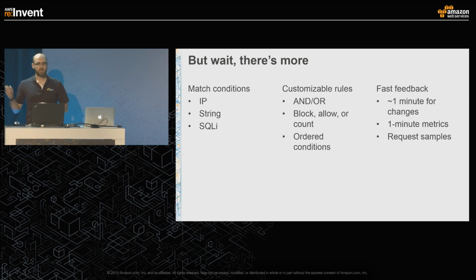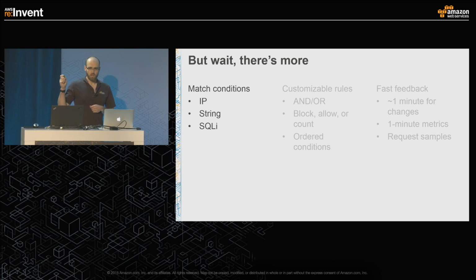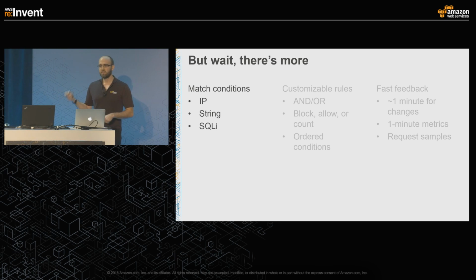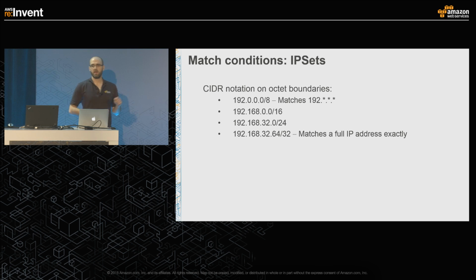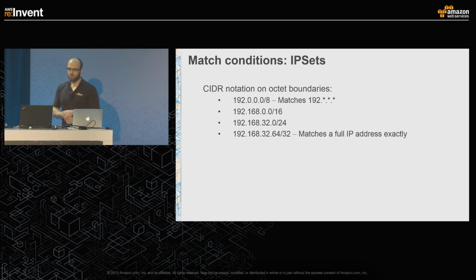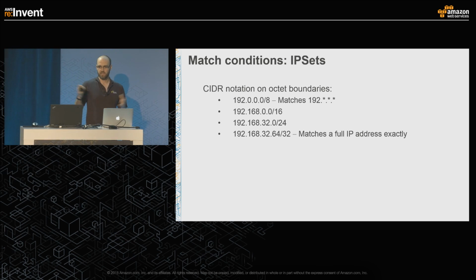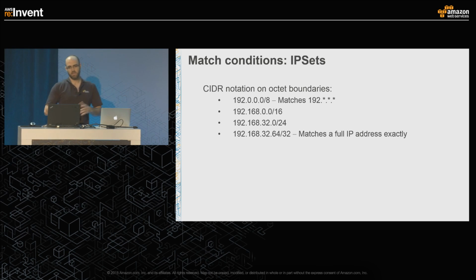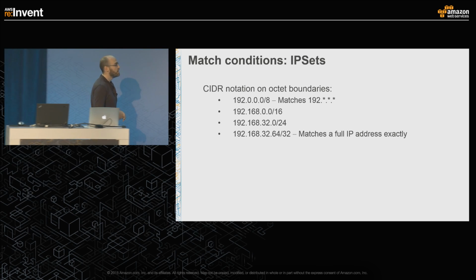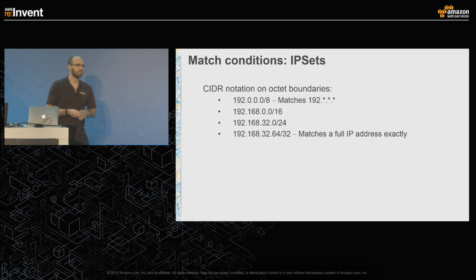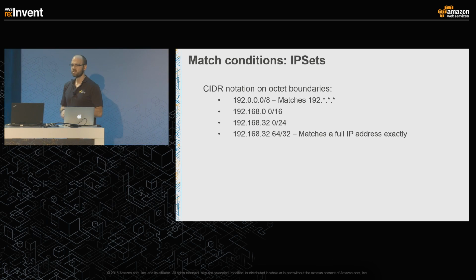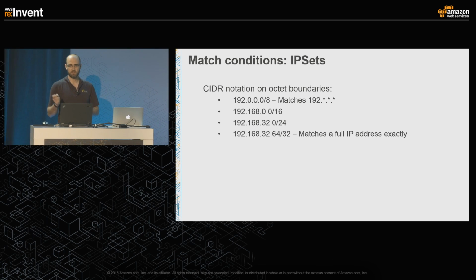So on the match conditions, I mentioned we have IP, string-based, and SQL injection. On the IP match sets, we support defining network ranges on these CIDR boundaries. So you can do /8 through /32. A /8 example there would match any source IP coming from 192. And then at the last example, a /32 is a fully qualified IP address that would exactly match one specific IP address.